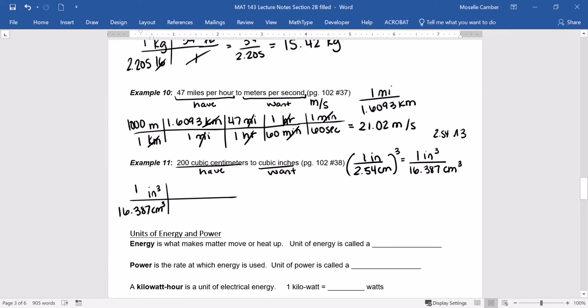Okay, so now I want inches, but I don't want the centimeters, so I need something to cancel it out with. And well, I have this 200 cubic centimeters. There's nothing else with it, so I can go ahead and multiply. So I have 200 divided by 16.387 to get 12.2 cubic inches.